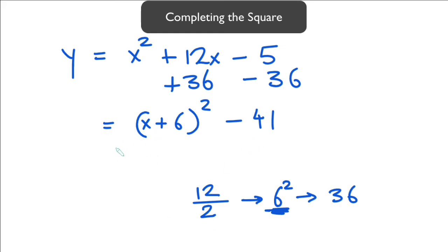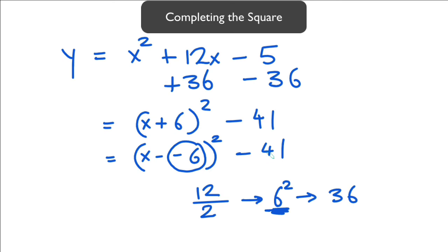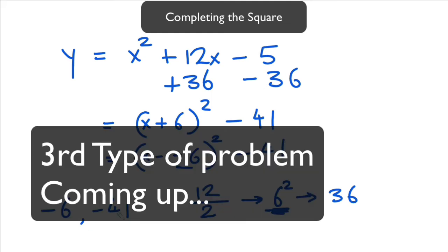So the way you want to write this is, because it's got a plus here, you can think about this as x minus negative 6. Because minus minus becomes a plus, right? So you write this as x minus negative 6 squared minus 41. And so the actual values are negative 6 and negative 41, this negative included. So the question is, what are the coordinates of the vertex of this parabola? The answer is: the x coordinate is negative 6, and the y coordinate is negative 41.